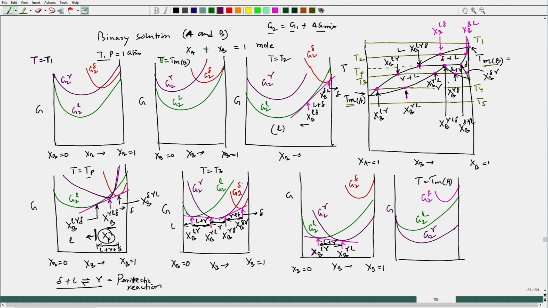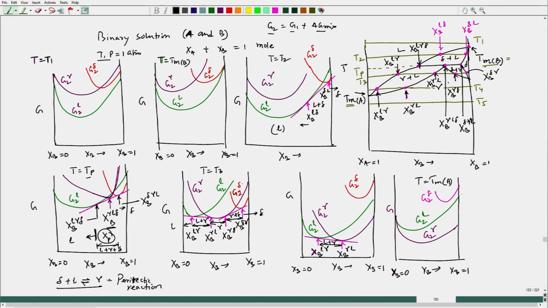So, now you will see that when x b equal to 0, or x a equal to 1, pure A, I will have liquid and gamma phase coexisting, and this is x b equal to 1, x b varying this way. So, rest of the zone we have only gamma, because gamma has lowest free energy.